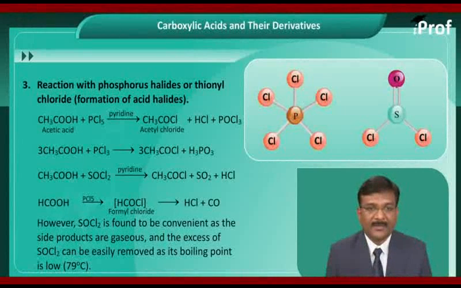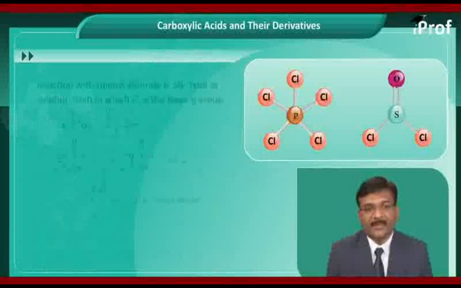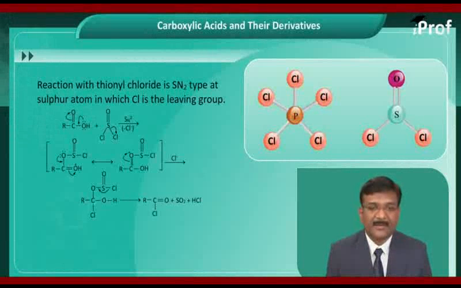However, thionyl chloride SOCl2 is found to be very convenient as the side products are gaseous and the excess of SOCl2 can be easily removed as its boiling point is low, which is 79 degrees centigrade. The reaction of carboxylic acid with thionyl chloride SOCl2 is SN2 type, at the sulfur atom, in which Cl or chlorine is the leaving group.